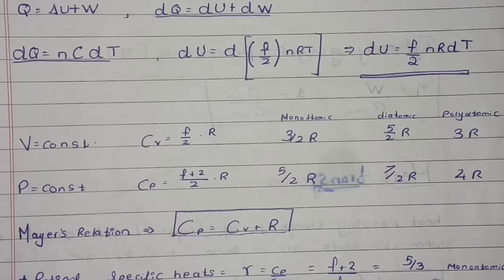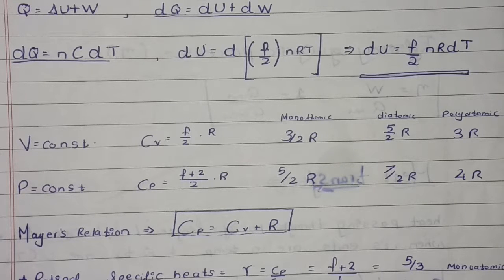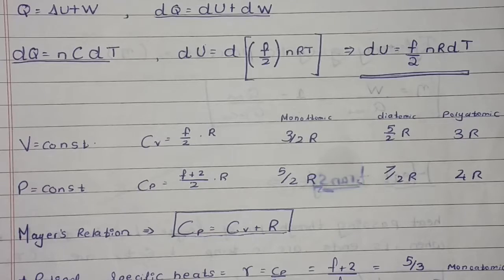And at constant pressure, the specific heat becomes Cp. It would be (f plus 2) upon 2 R: for monoatomic 5 by 2 R, for diatomic 7 by 2 R, for polyatomic 4R. Mayer's relation, quite important my friends. Cp is given, and if you want to find Cv, then you can use this: Cp equals Cv plus R. Means the difference of Cp and Cv simply depends on R, that is the gas constant, and nothing else.